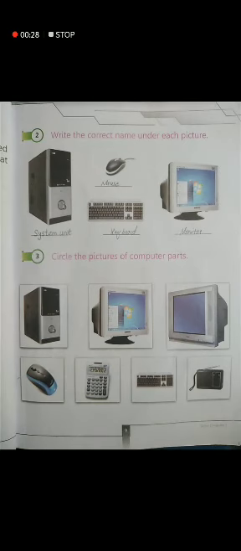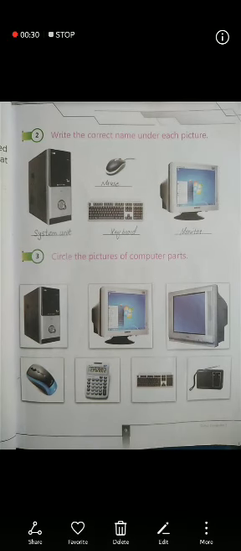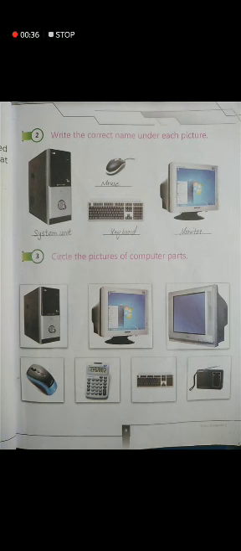Now students, open your book page number 9. Today we are going to start our exercise 2. Write the correct name under each picture. यानी कि ये जो pictures बनी हुई हैं इसके नीचे हमने इसका correct name लिखना है कि इसका नाम क्या होता है.